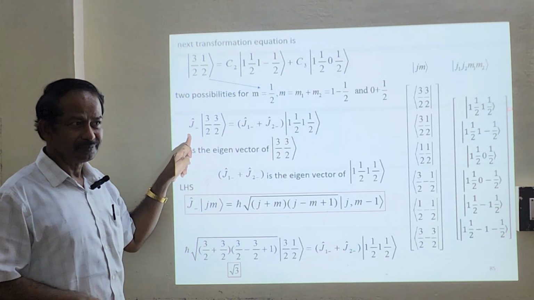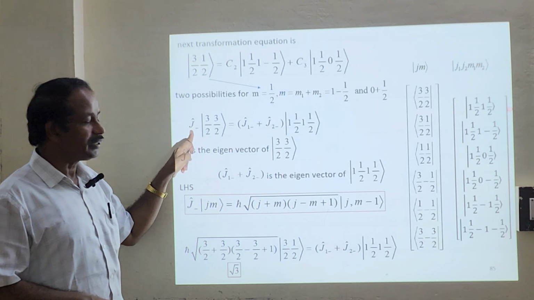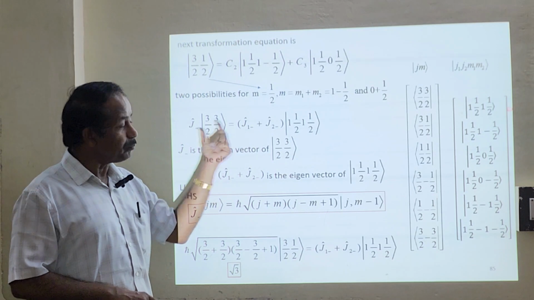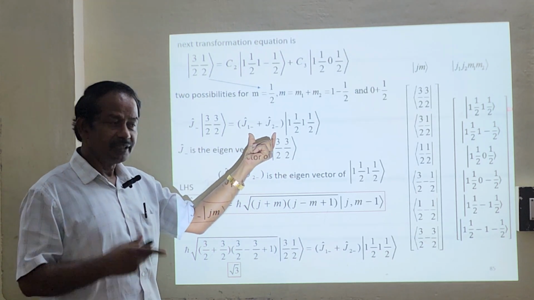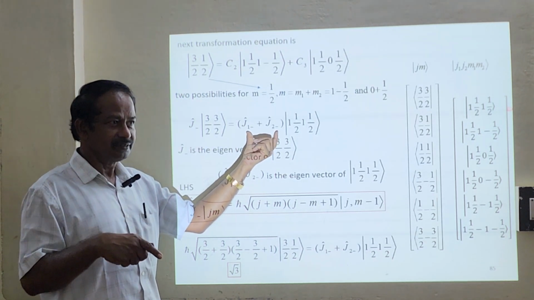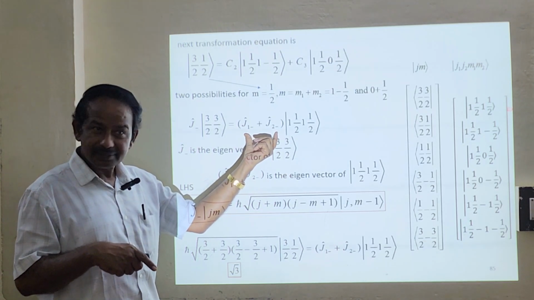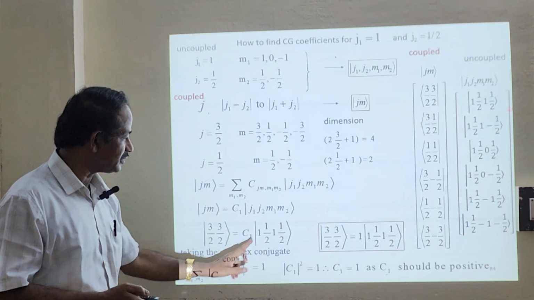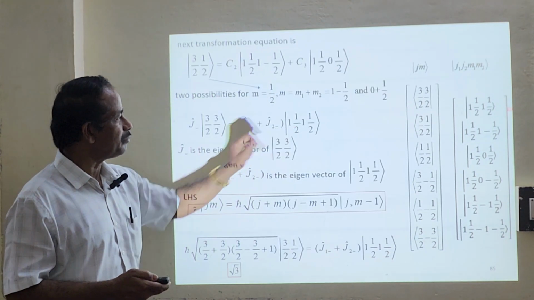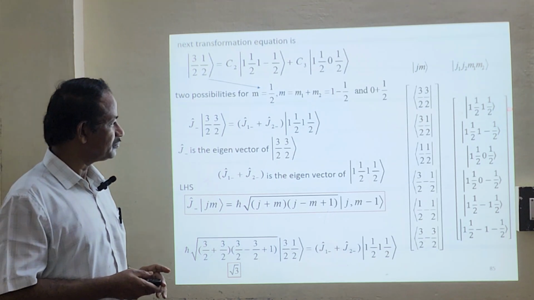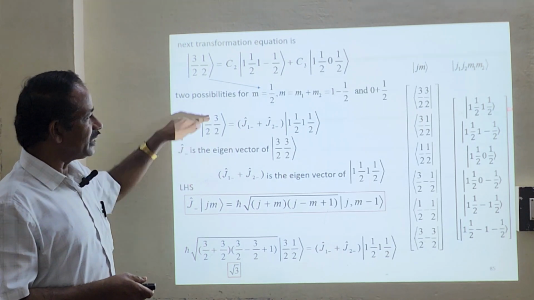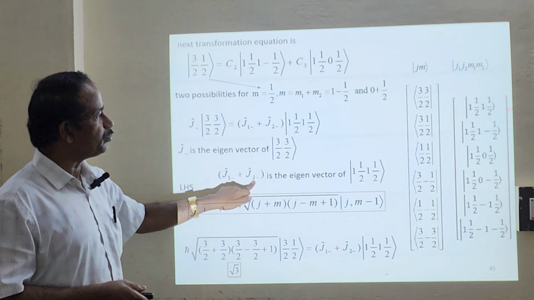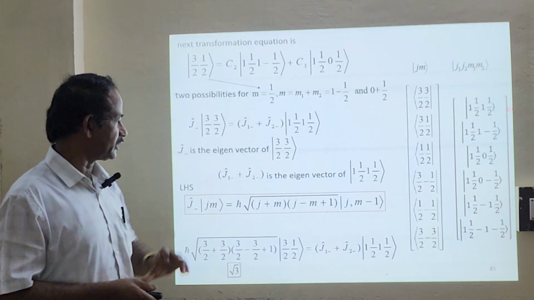Very simple idea. So the lowering operator operates on |3/2, 3/2>. For the coupled one it will give J minus, and for the uncoupled one, J1 minus plus J2 minus. And what are these bases? These will be the same basis. Is it okay? So |j1> is the eigenvector of this one, and J1 minus plus J2 minus has the eigenvector of this one.